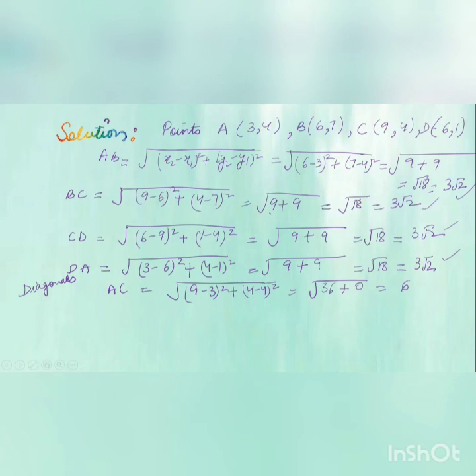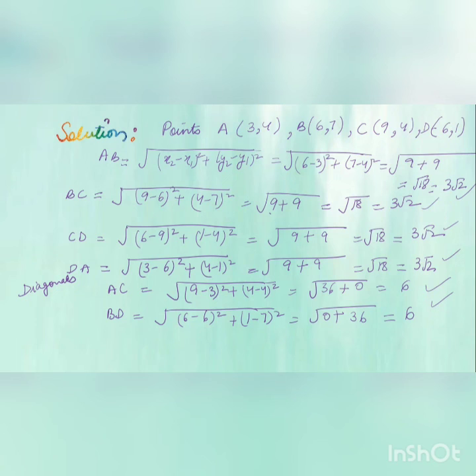Now after AC it is BD. It is the square root of 6 minus 6 squared plus 1 minus 7 squared. So 6 minus 6 is 0, 0 plus minus 6 squared is 36. So under root 36 is 6. So your diagonals are also coming out equal.